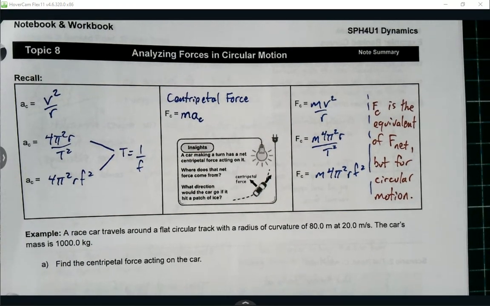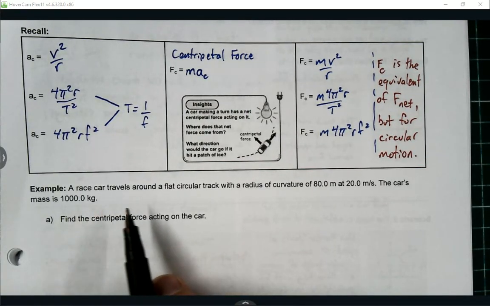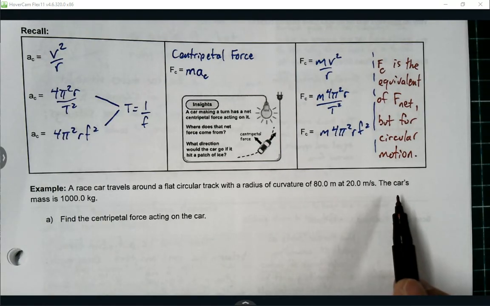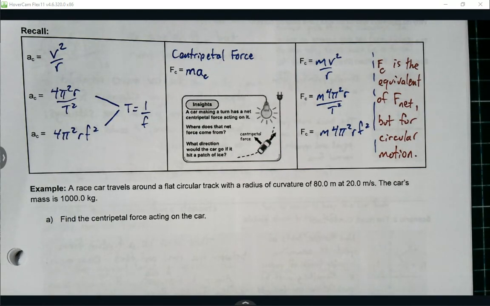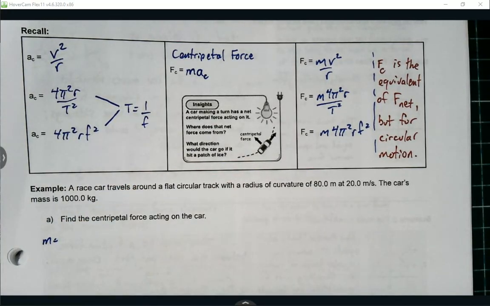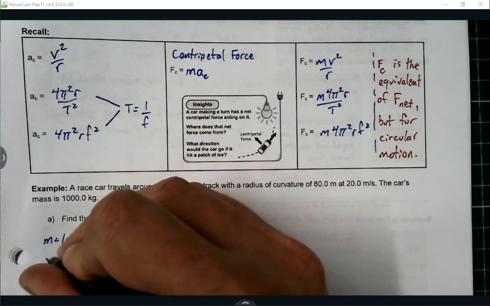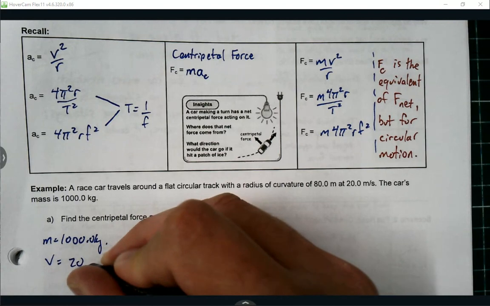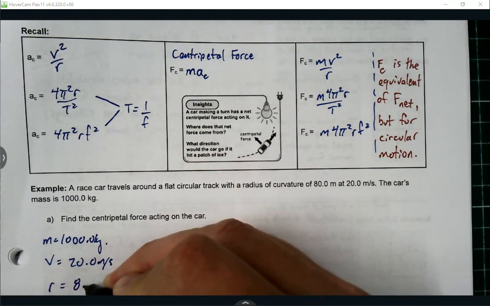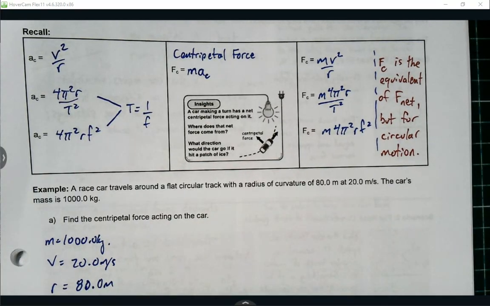Really quickly though, let's do some basic, like, can we plug in the values kind of things. So I got a race car that travels around a flat circular track with a radius of curvature of 80 meters at 20 meters per second. The car's mass is 1,000 kilograms. All right, so in terms of our givens, if we were going to find the centripetal force acting on the car, the mass is 1,000 kilograms. The speed instantaneously would be 20.0 meters per second. Radius of curvature is 80.0 meters, and it's going around a flat circular track.